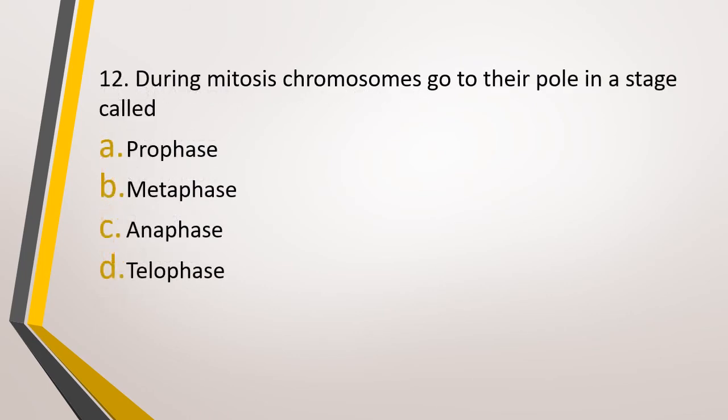Question number 12. During mitosis, chromosomes go to their poles in a stage called. In which of the following four stages do the chromosomes go to their respective poles? Option A, prophase, option B, metaphase, option C, anaphase, or option D, telophase. The correct answer is option C. In anaphase, the chromosomes move towards their poles.